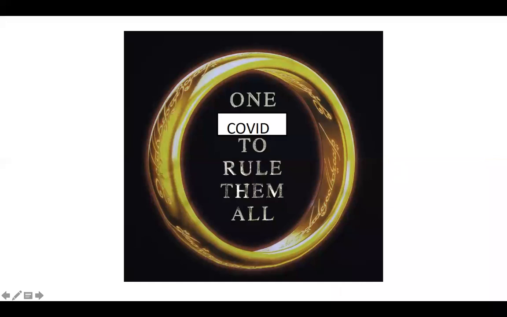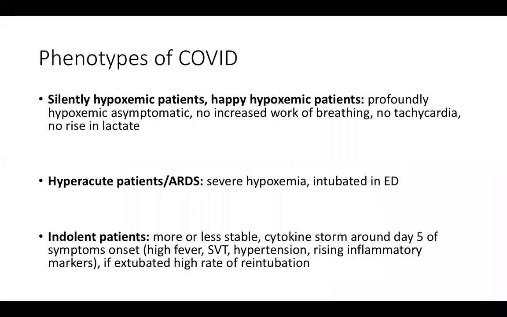There are many phenotypes of coronavirus. The main phenotypes that we see in the hospital and in the ICU right now: one that we've seen a lot is the silently hypoxemic patient, or the happy hypoxemic patient. This is basically the patient who comes in with a saturation of 70%.